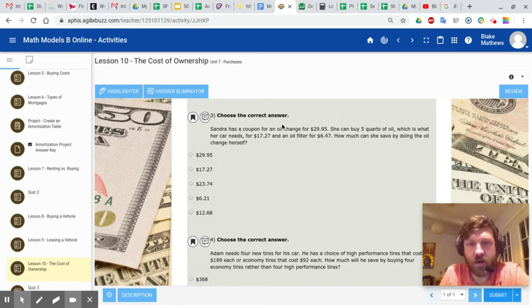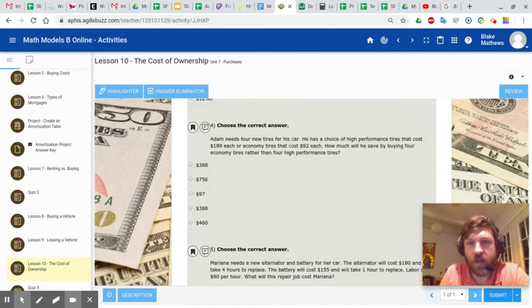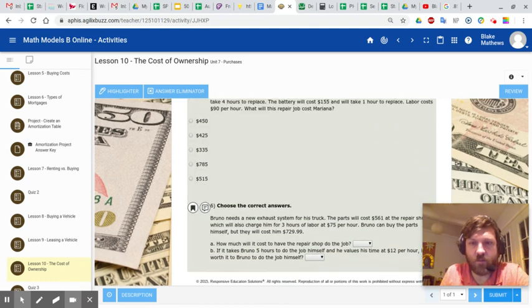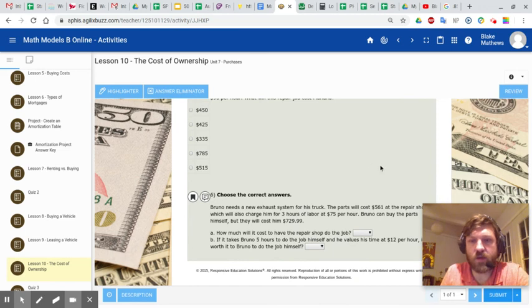So like here, Sandra has a coupon for an oil change. She can pay this much, or she can pay for the oil and the filter. What's the difference between the two options? Adam needs these tires. What's the difference in price between the economy or the performance? Well, 4 times each price. A lot of these are the same. So most of these are just you looking at the options, multiplying, adding up the cost for each option, and then making the comparison by subtracting.